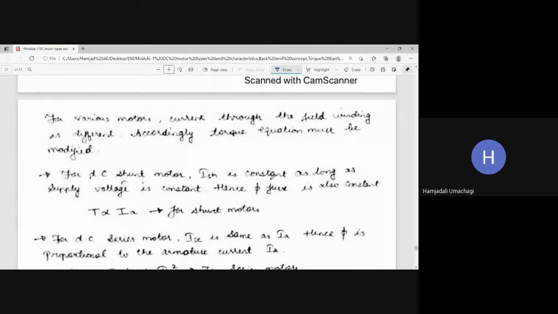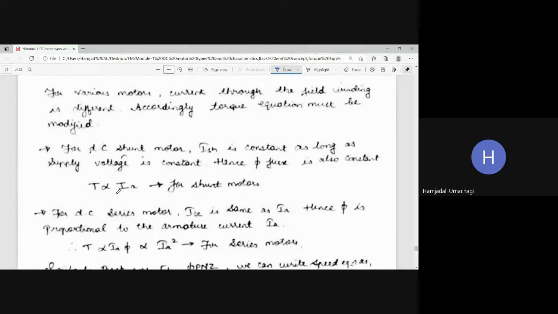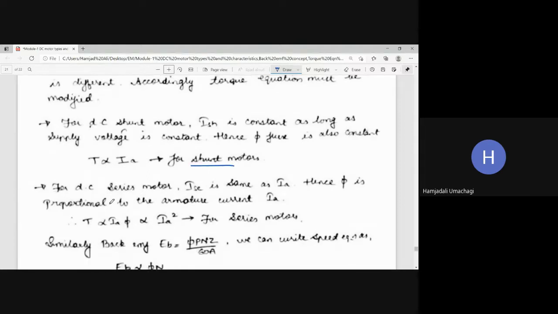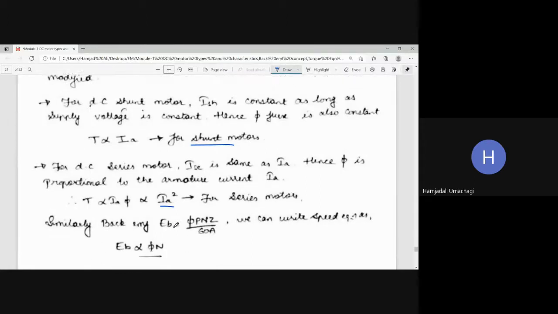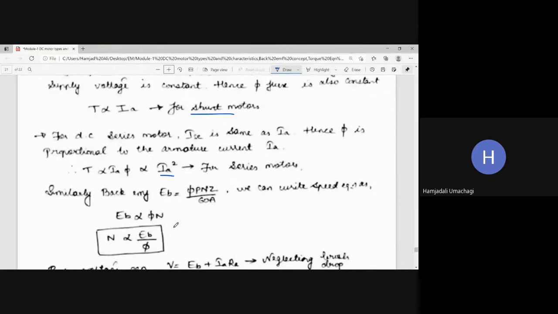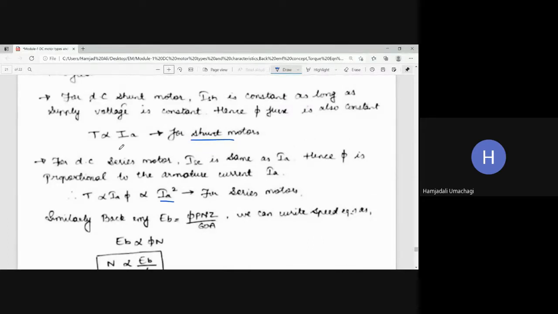So this is all about the characteristics of DC shunt motor and DC series motor. For a DC shunt motor, torque is directly proportional to Ia, and for a DC series motor, torque is directly proportional to Ia square. This is just basics. Whatever I am explaining here, for Ia and Ia square, you should represent it graphically and show the nature of the graph.